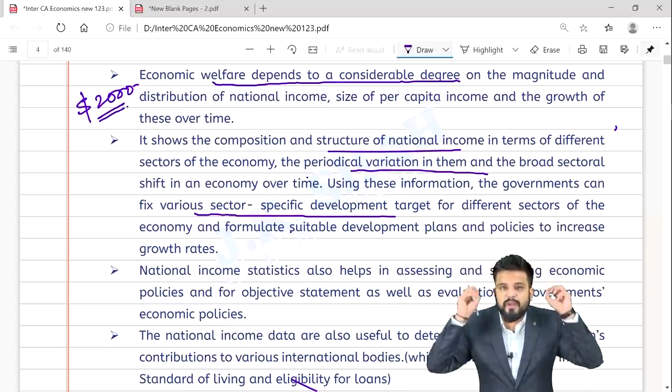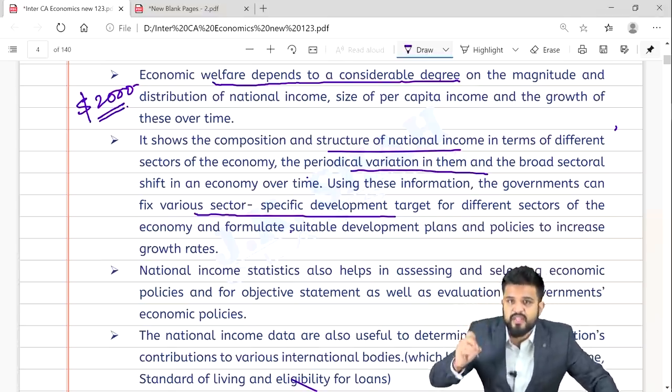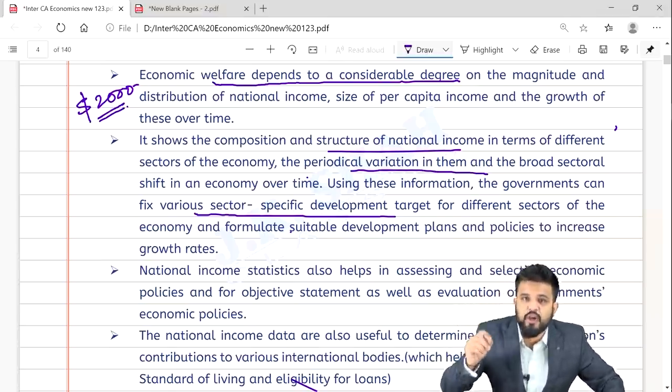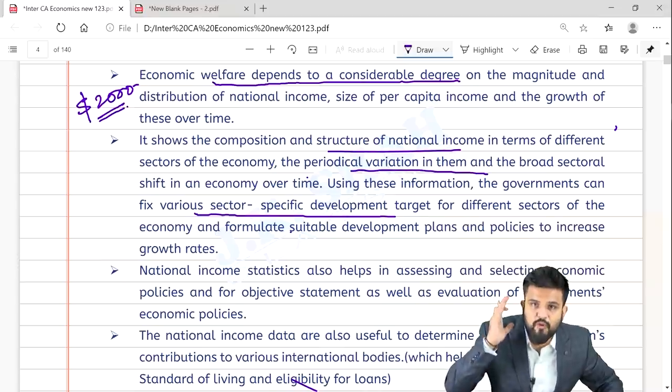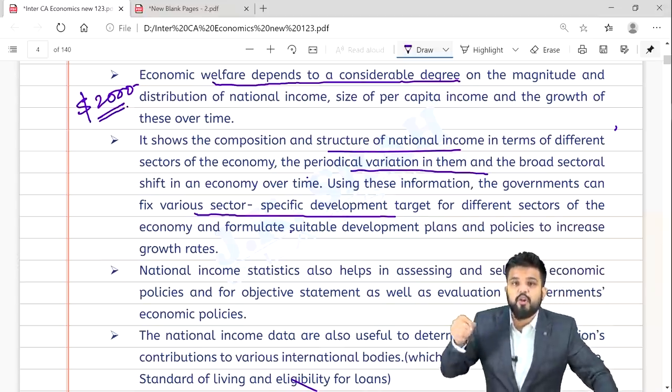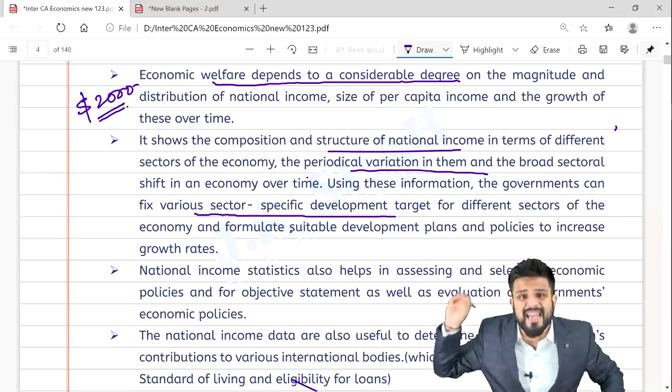So here government will first calculate which sector is doing good, which sector is doing average, which sector is doing bad. Accordingly, certain development targets, plans, policies will be made. So now more focus will be given to rural areas, more focus will be given to agriculture, because today also 65% of our population resides in rural areas.